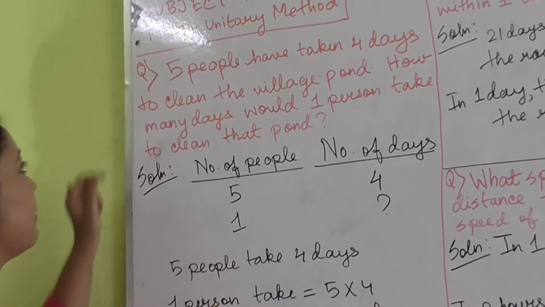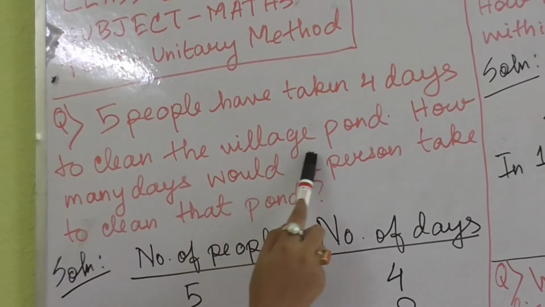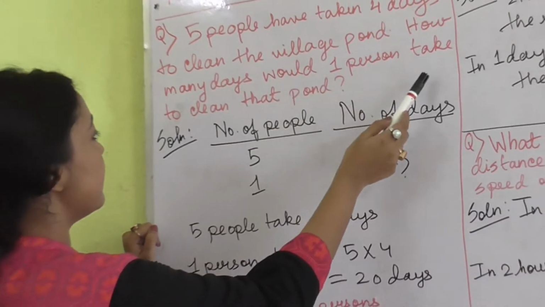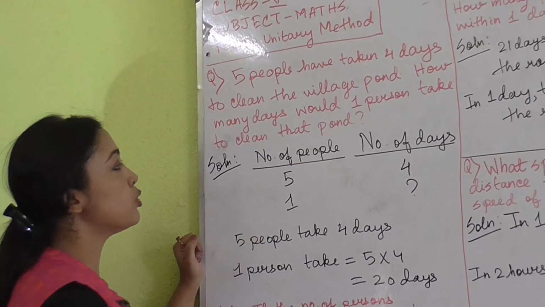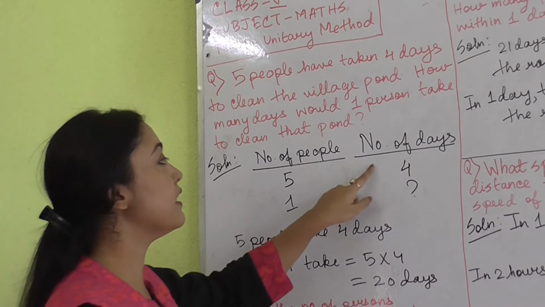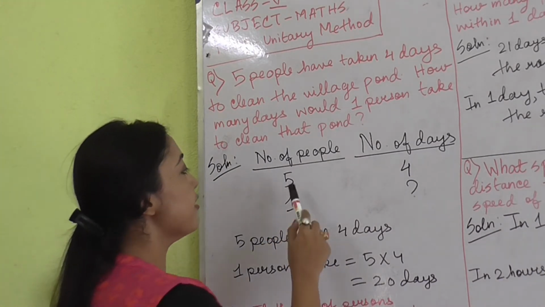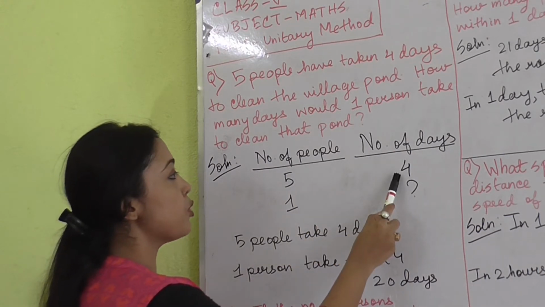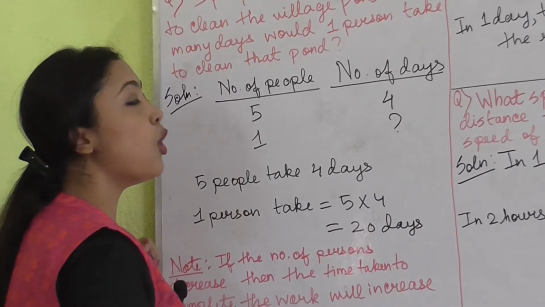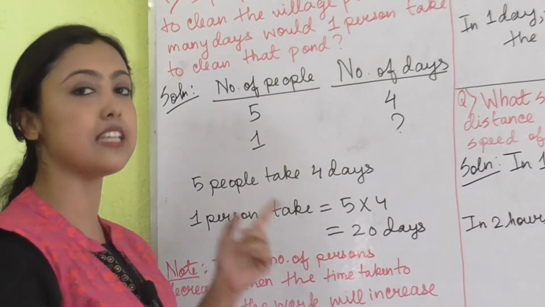So in the first problem it is given that 5 people have taken 4 days to clean the village pond. How many days would one person take to clean that pond? So here in the left hand side I have written number of people, and in the right hand side I have written number of days. If 5 people take 4 days to clean the village pond, how much time will one person require? Obviously one person will require more time to clean that same village pond.